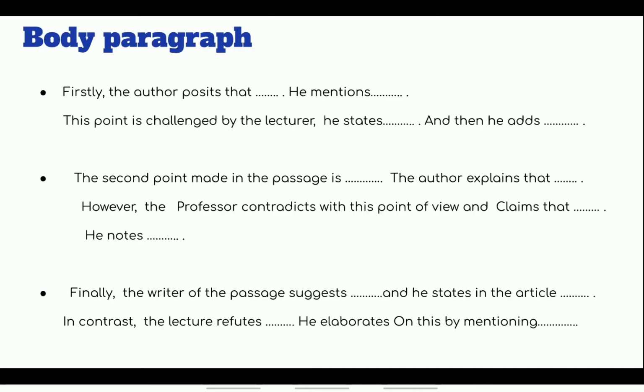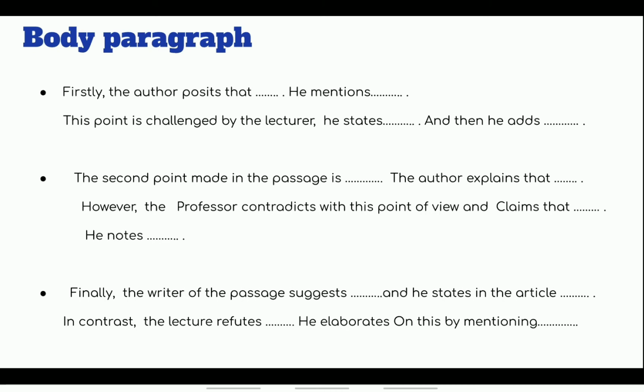Now the template for the body paragraph will be as the following. The template for the first point will be, firstly, the author posits that. Here you mention the main idea of the first point, the first point made in the passage. And then we say, he mentions. Here you just add a little bit more details from this point from the passage. And then we are done talking about the first point from the passage, and we move to talk about it in the lecture. This point is challenged by the lecturer.